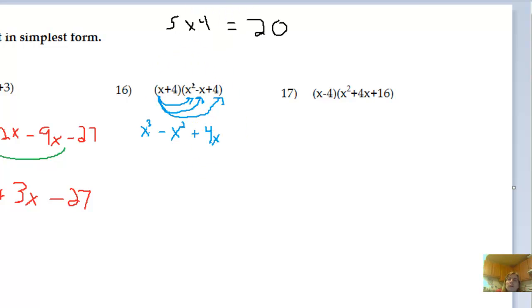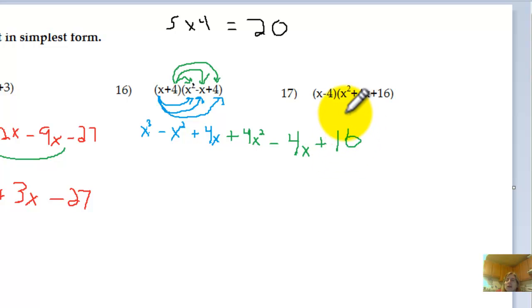Now we're going to take this 4, and let's choose a different color, and multiply it by each of these terms in this factor. So positive 4 times x squared is plus 4x squared. Then we have positive 4 times negative x, which is negative 4x. I just did the positive 4 times negative 1x, it's negative 4x. And then the positive 4 times the positive 4, which is a plus 16.